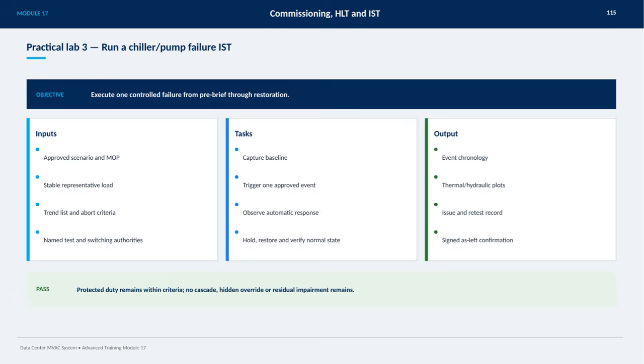The tasks we'll perform include capturing a baseline of system performance, triggering one approved event, then closely observing the automatic responses. After that, we hold the system steady, restore it to normal operation, and verify that everything is functioning correctly. The outputs expected include a detailed event chronology, thermal and hydraulic plots, records of any issues and retests, and assigned as-left confirmation. Ultimately, for a pass, protected duty must remain within all criteria, with no cascade failures, hidden overrides, or residual impairments left in the system. This ensures the system's reliability and safety after the test.